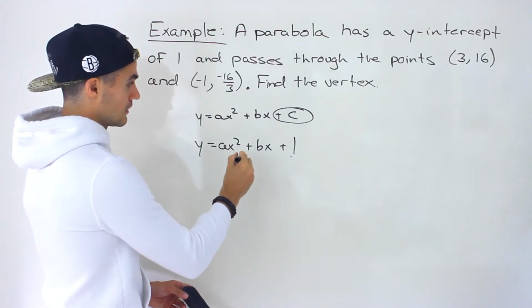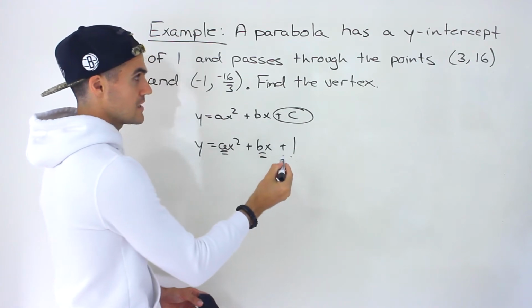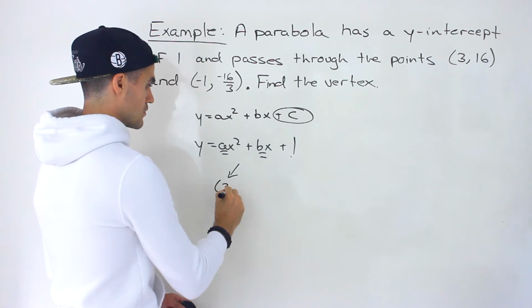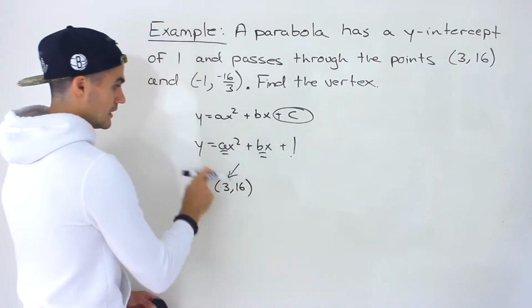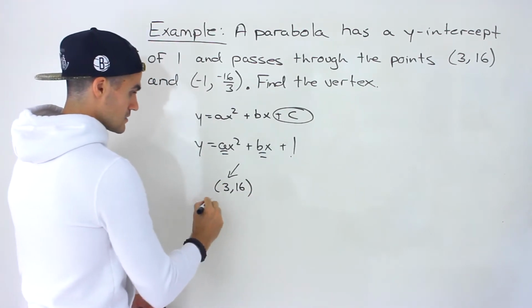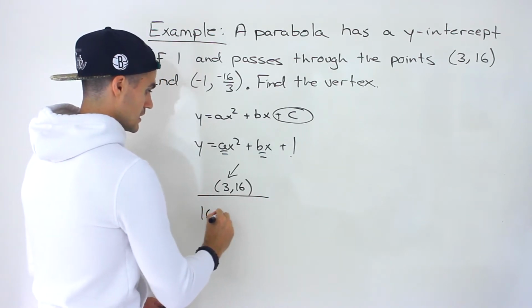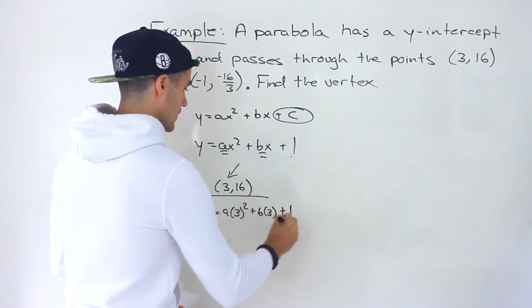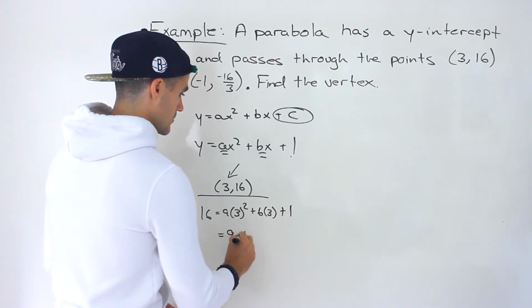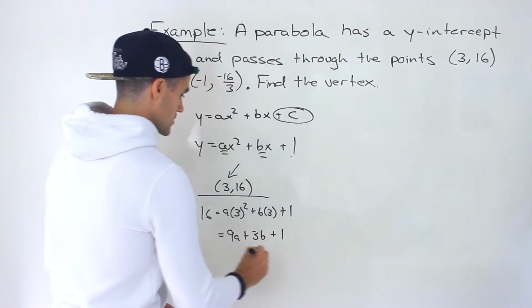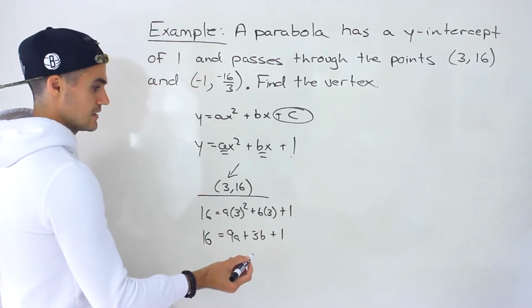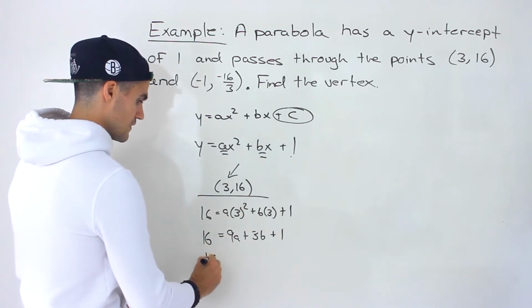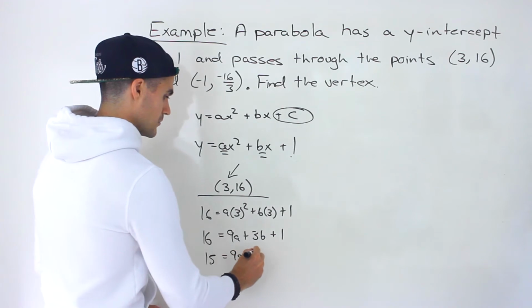We can solve for those 2 unknowns, the a and the b, by plugging in those 2 coordinates. So let's first plug in (3, 16). We would plug in 16 for y, so we'd end up with 16 equals a times 3 to the power 2 plus b times 3 plus 1. So we'd end up with 9a plus 3b plus 1, and that's 16. Then we can simplify this. Let's bring the 1 over. 16 minus 1 gives us 15. Then we've got 9a plus 3b.